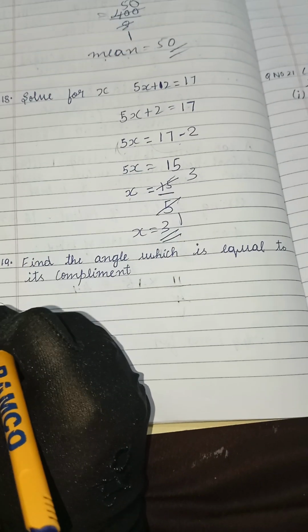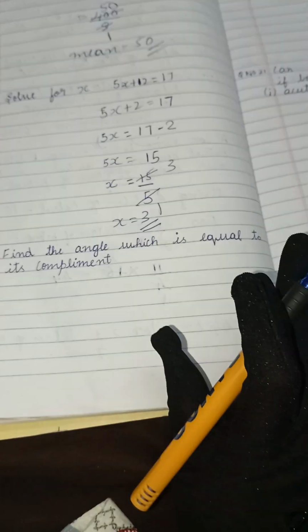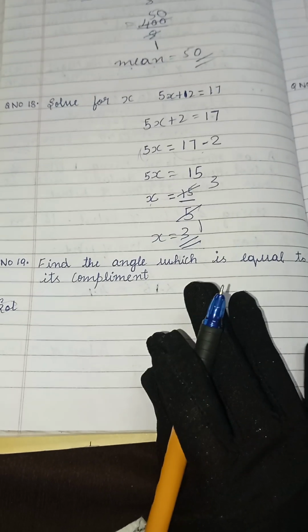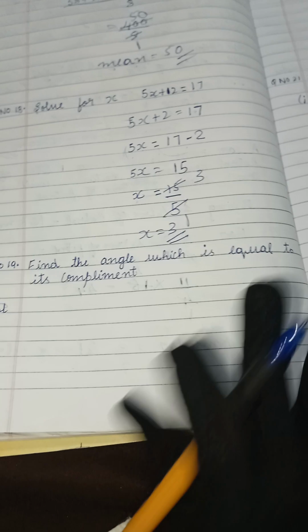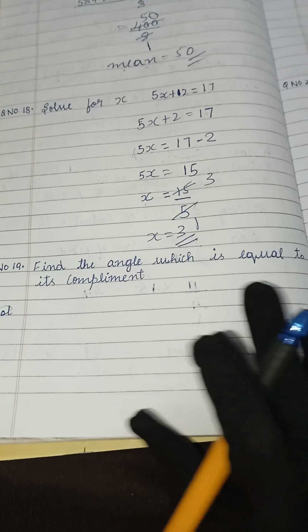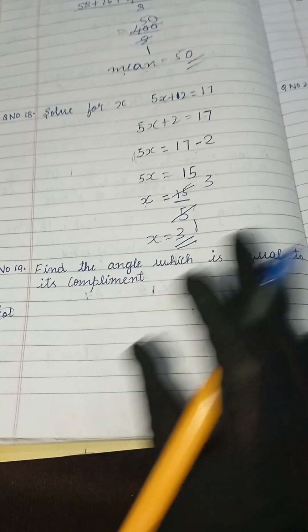So how will we solve this? They have not given us any number, right? If we got any number, we would have solved it easily. But they have not given any number. They have just given you a statement. Find the angle which is equal to its complement. So we have to find the angle. After adding both the angles, we get 90 degrees.